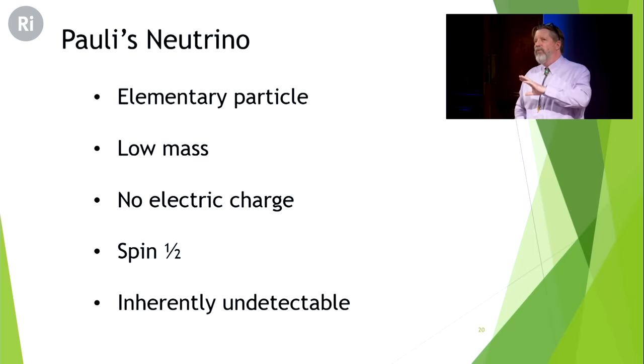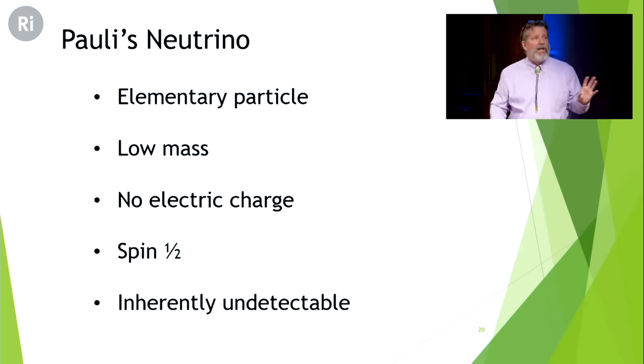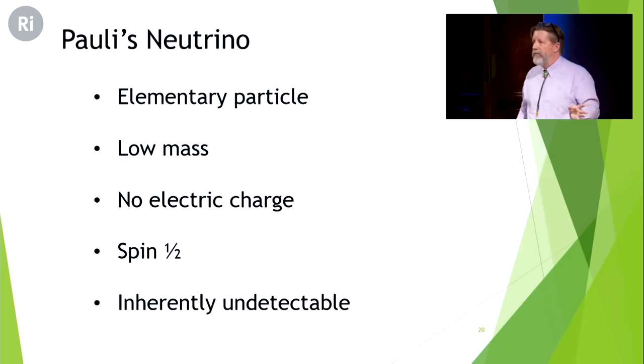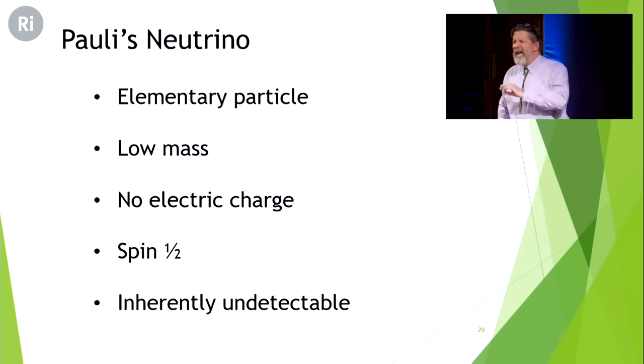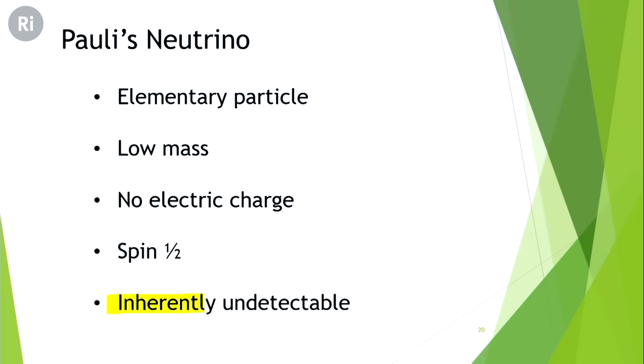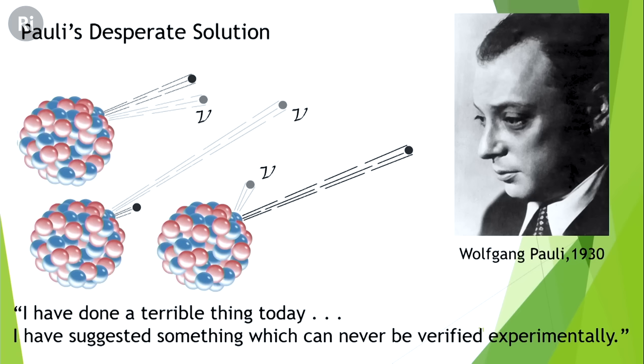And that was almost as big a problem as not knowing what was going on with beta decay in the first place. A lot of people couldn't stand it. In fact, Wolfgang Pauli himself was a little sheepish about the idea. He said, "I've done a terrible thing today. I've suggested something which can never be verified experimentally." And yet he's still stuck with it. And a fair number of scientists said it just makes too much sense.